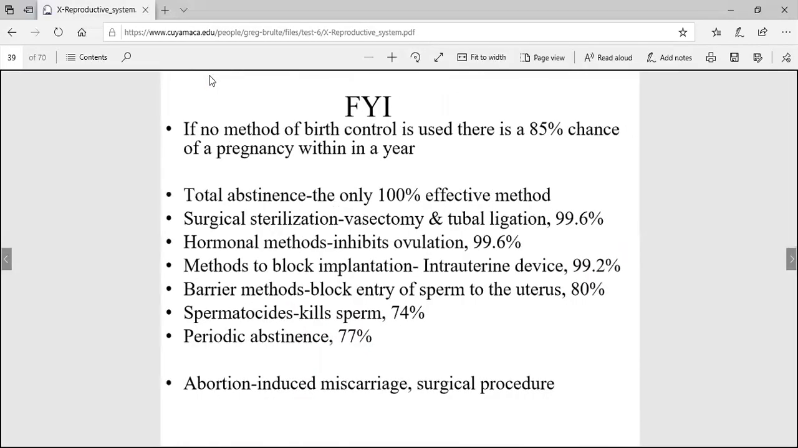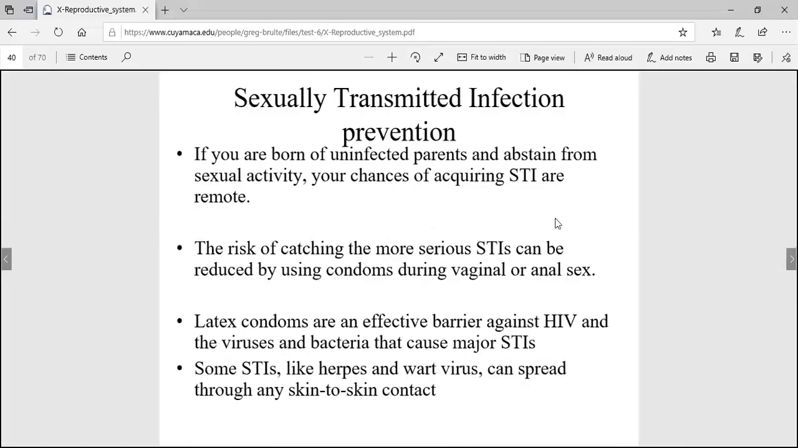All right, we're not going to go into this. This is kind of FYI, but I just wanted to point out that a vasectomy and tubal ligations, getting your tubes tied, they're not 100%, right? They're not 100%. Same thing here.